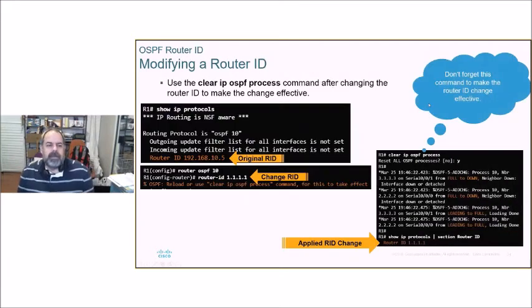Now, if you've changed the router ID but OSPF is already running, you'll actually have to clear IP OSPF process. So basically it closes OSPF, starts it again, and it'll come back with that router ID.